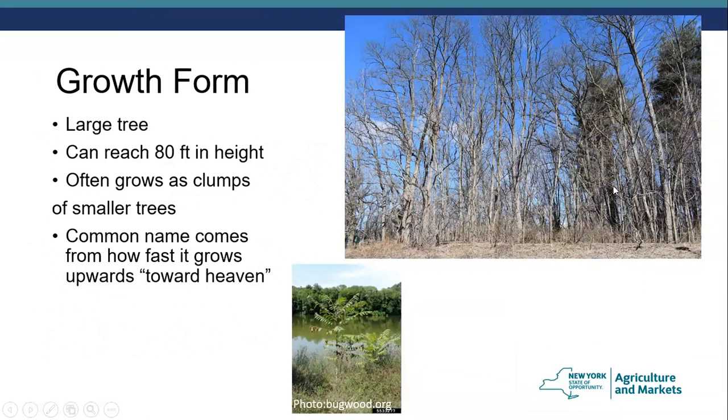Tree of Heaven's a fairly large tree. You can reach heights up to 80 feet. Most of the tree in the background of this photo is Tree of Heaven, and then the smaller clumps in front are actually newer trees, younger trees shooting up from the roots of the larger ones. The bottom photo is of a young sapling, but that could quickly grow into a large tree. Tree of Heaven is a very fast growing tree. That also means the wood can be fairly weak, so it can get damaged in storms pretty easily.